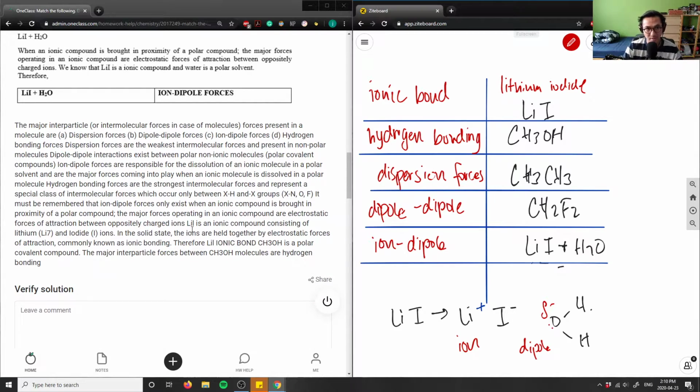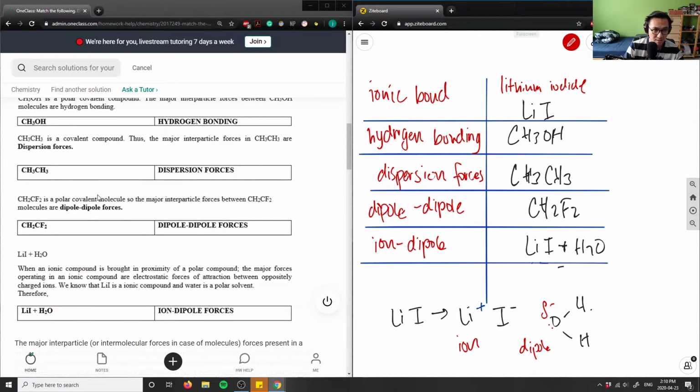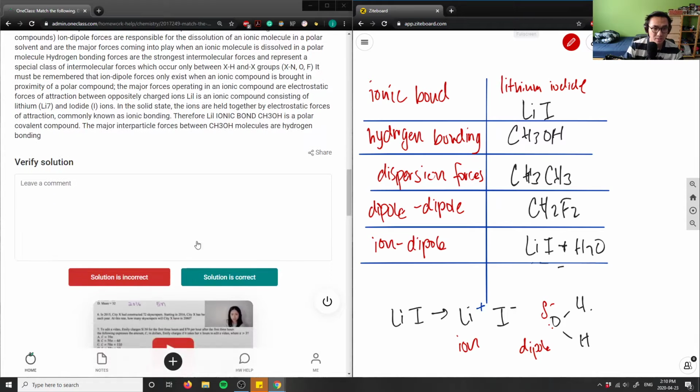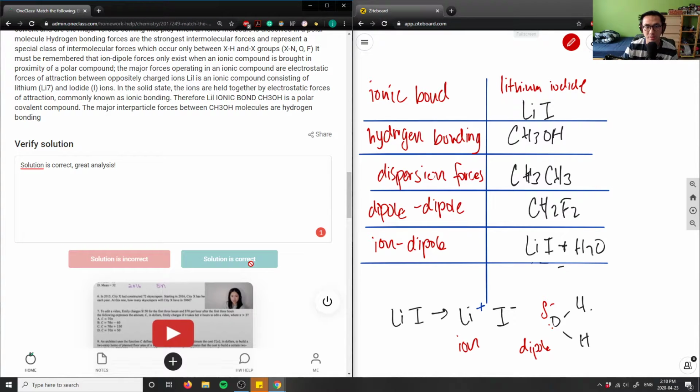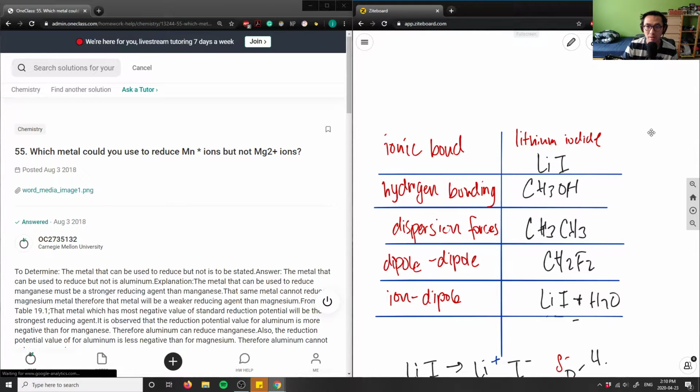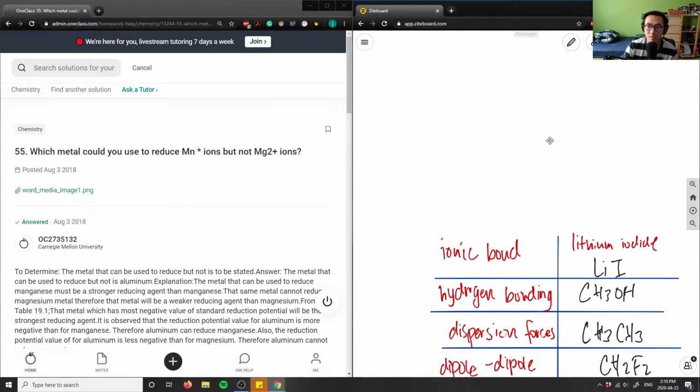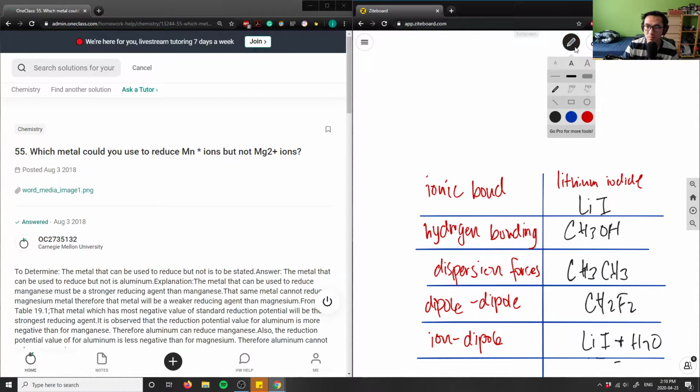So this here is the correct answer, and they provided a great solution for all of these guys here. So this solution is correct. Great analysis. Solution here is correct. Sweet, that's number 1. I don't think I wrote number 1 here. It's number 1. Okay, let's look at number 2.